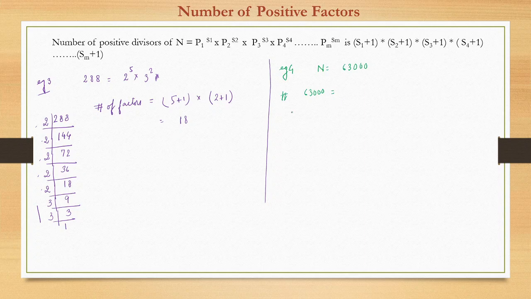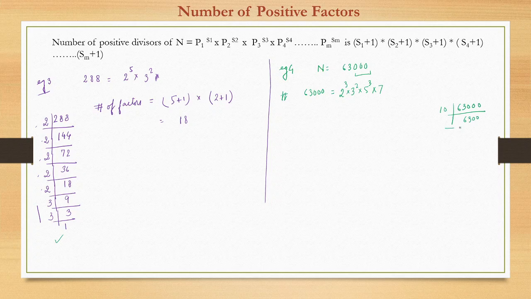Now, we need not prime factorize using this division method. This may be time consuming. You can get this through mental calculation also, because with practice you can easily get this. 63 you can write as 7 into 3 square, right? Now, what remains is 1000. 1000 can be written as 2 cube into 5 cube. Those of you who did not get this can try using the division method. For simplicity, I am taking a larger number.